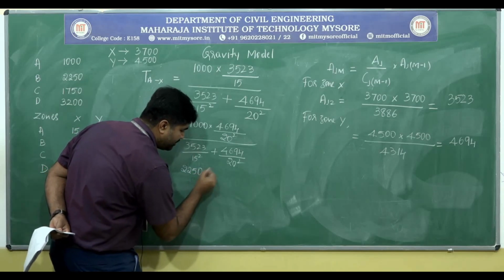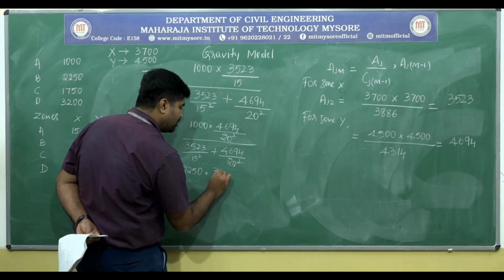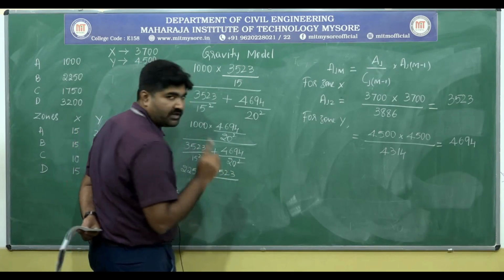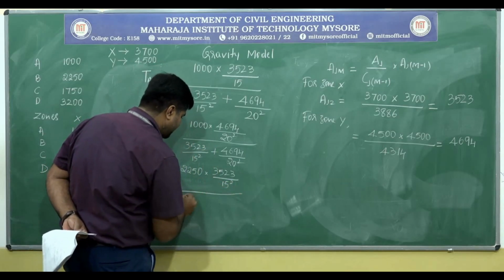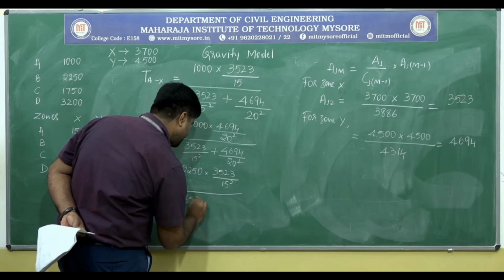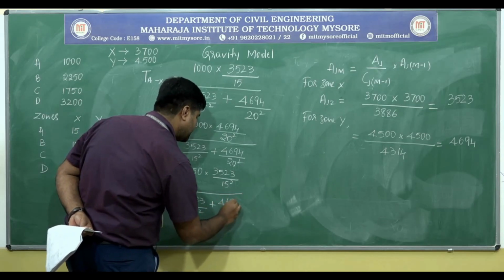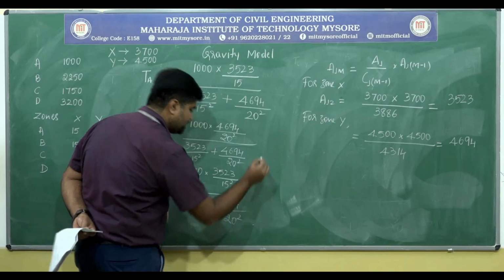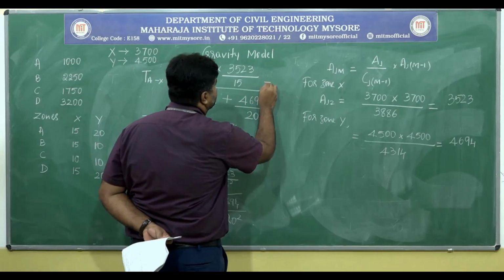2250 into X, that is 3523. The time taken to travel from B to X is 15 minutes, 15 squared, whole divided by 3523 divided by 15 squared plus 4694 divided by 20 squared. Okay, we have to check what value we get.